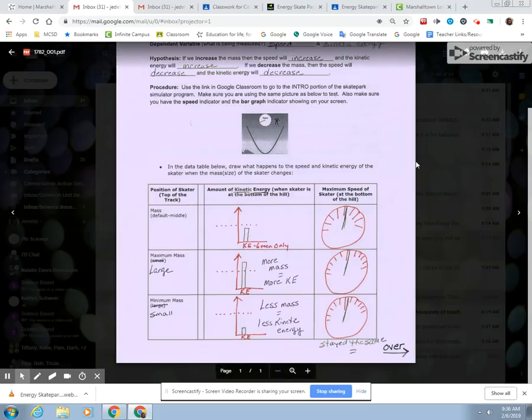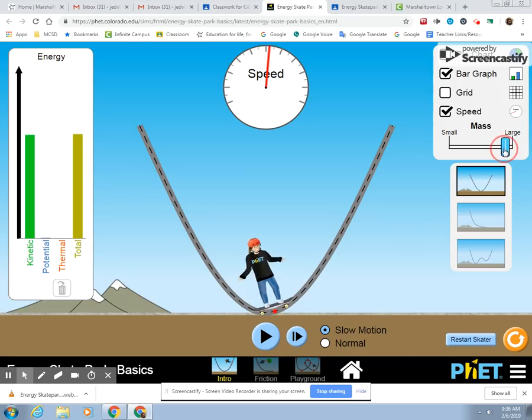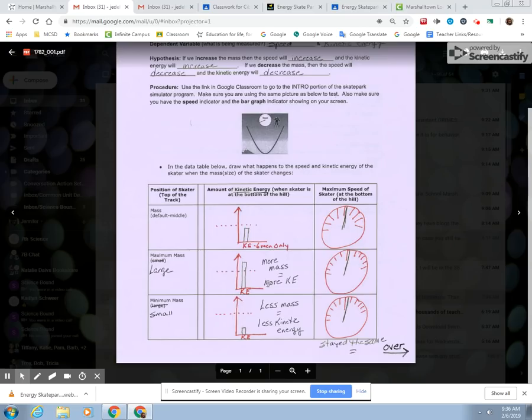And then when I changed the mass to be all the way over, then the speed was basically in the same spot, but the kinetic energy went pretty far over the halfway point. So that's what I drew on my data table.